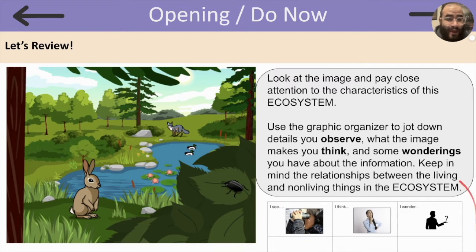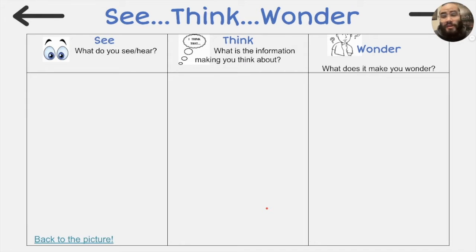Use this graphic organizer to jot down details you observe, what the image makes you think, and some wonderings you have about the information. Keep in mind the relationships between the living and non-living things in the ecosystem. Pause the video and take a moment to do this now. Here are the 3 things I wrote down in my organizer.